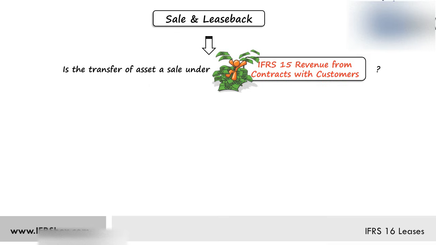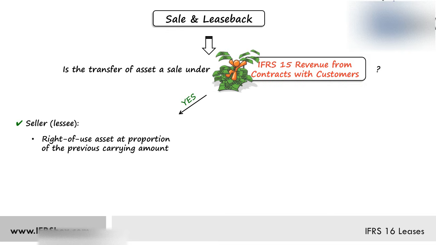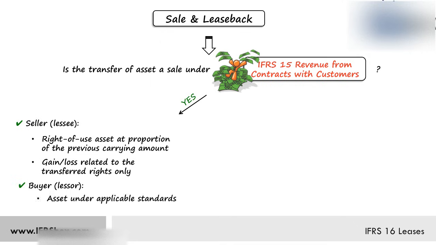If the transfer of an asset is a sale under IFRS 15, so it means that control of asset was transferred, then the seller or lessee recognizes a right of use asset at the proportion of the previous carrying amount of that asset relating to the right of use retained by the seller. Seller also recognizes only gain or loss related to the right transferred to the buyer. Then the buyer or lessor recognizes a purchase of an asset under other applicable standards and accounts for the lease under IFRS 16.